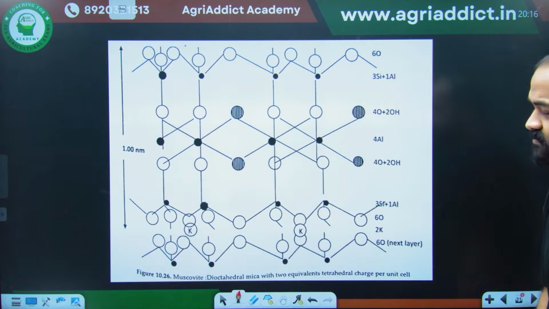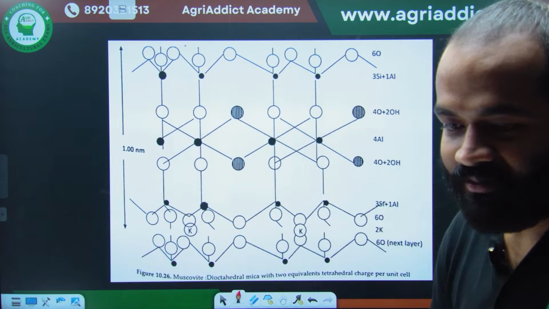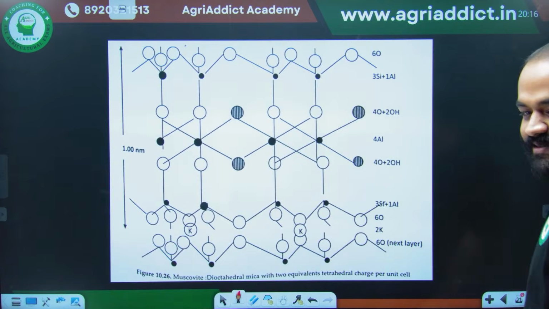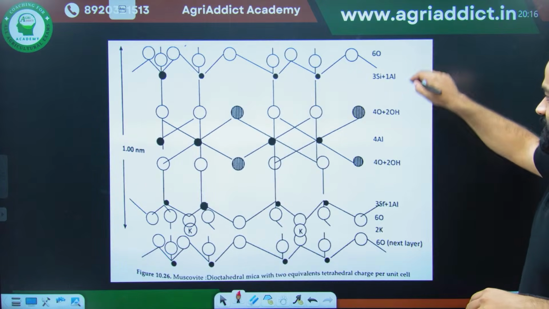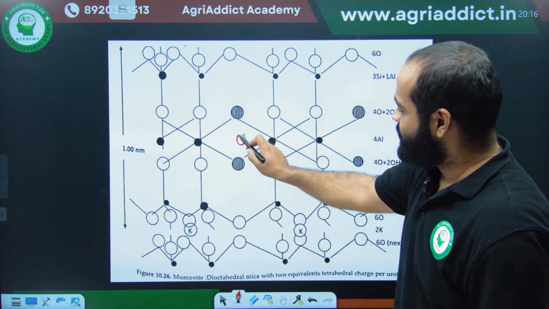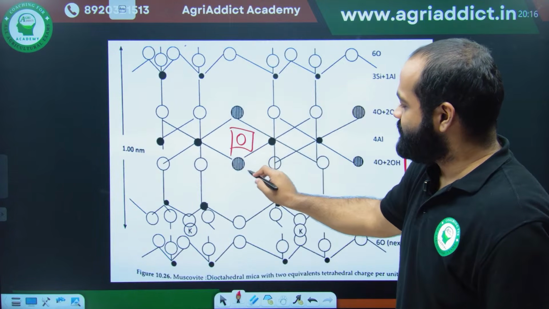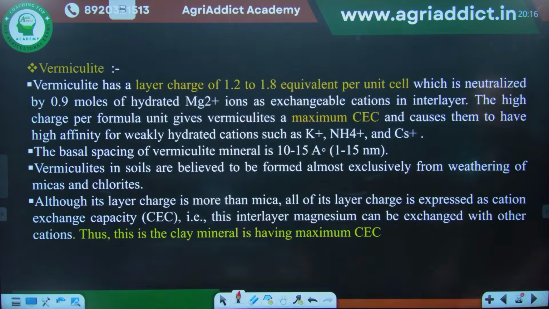This is the ideal picture of muscovite, having this structure. You can read this, take a look, there is nothing new in it. Here you can see this is dioctahedral, that is, it contains aluminium because this place is empty.